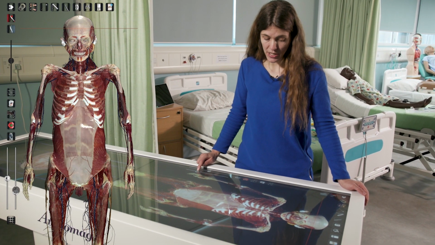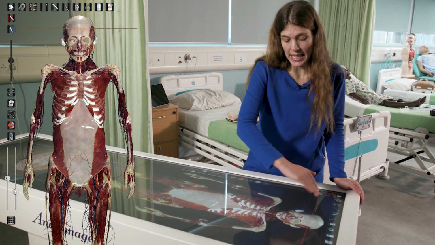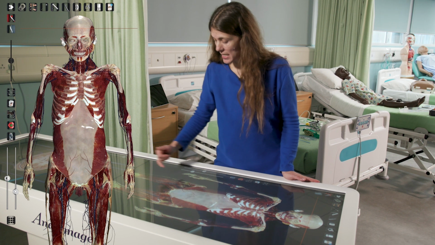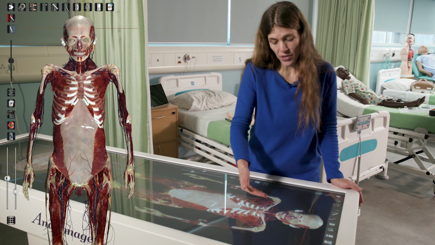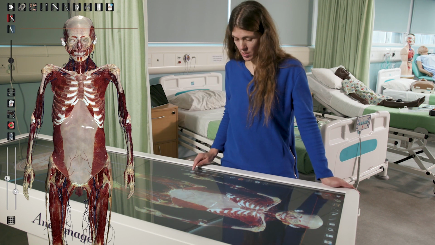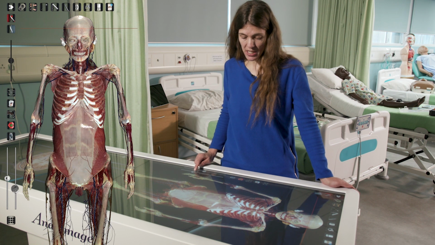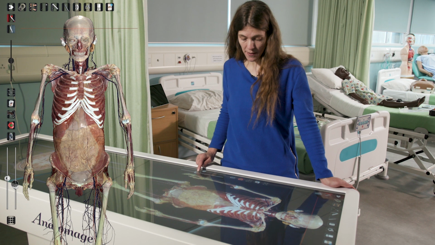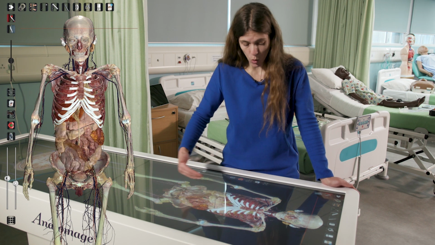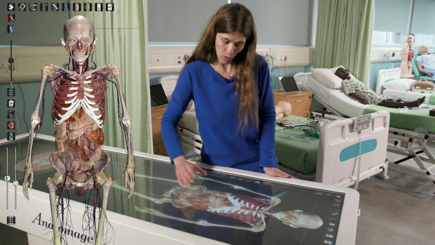we can get to the skeletal system, where we can see how the skeletal system works with the ligaments and the tendons, but also how the skeletal system protects the internal organs. Going slightly further into the body, we might get to a point where we want to explore the bowels.